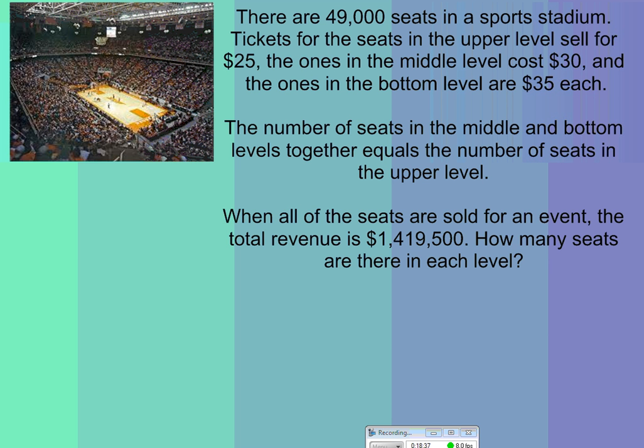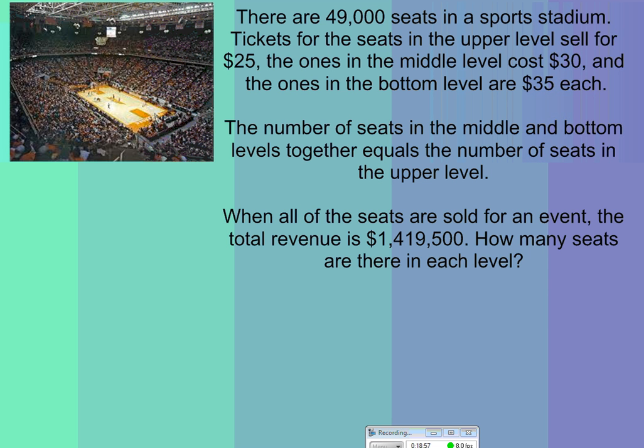All right, 49,000 seats in a sports stadium. Tickets for the seats in the upper level sell for 25, middle for 30. Ones at the bottom are 35. The number of seats in the middle and bottom levels together equals the number of seats at the upper level. All the seats are sold out. It's 1,419,500. How many seats are there in each level?